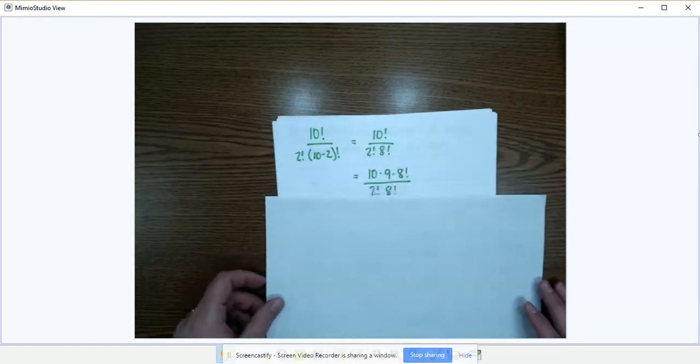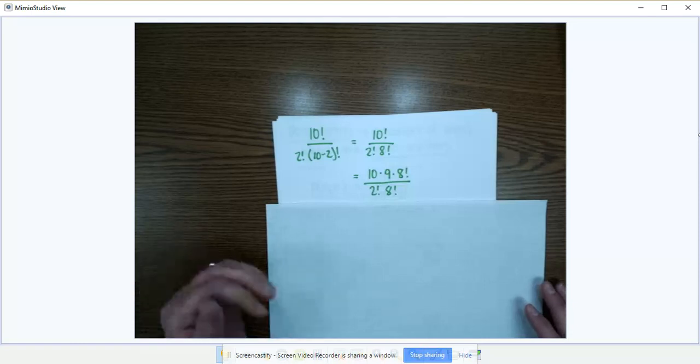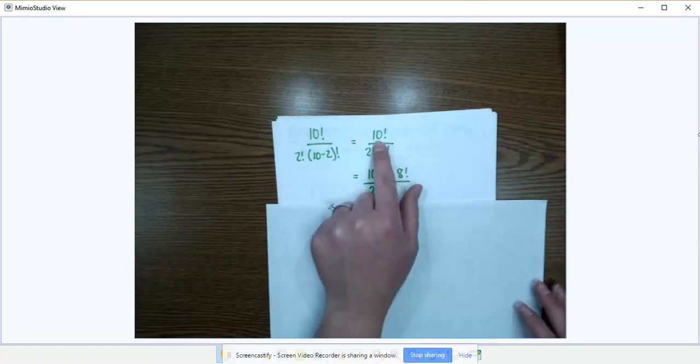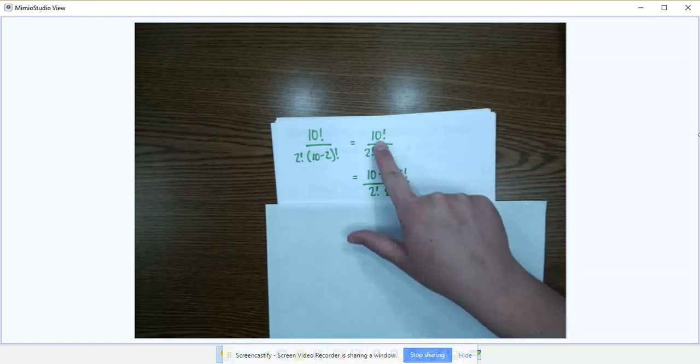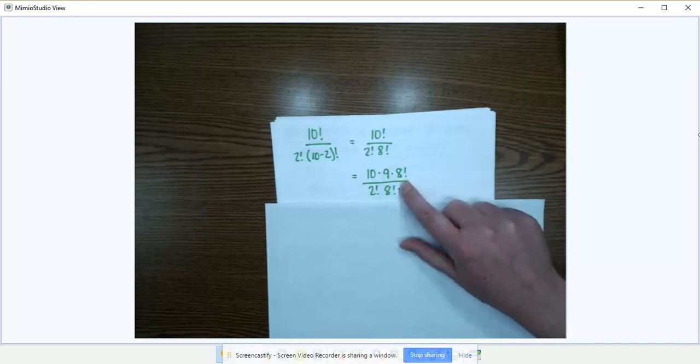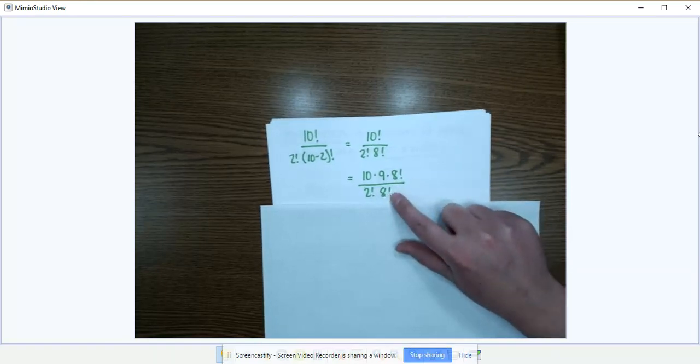And so I'm going to rewrite our 10 factorial in a different way. We know 10 factorial is technically 10 times 9 times 8 times 7, and so on. I'm going to write it as 10 times 9 times 8 factorial. This is the exact same as 10 factorial. It just is rewritten in an equivalent way. I wrote it that way so that now I can cancel off my 8 factorial on the top and my 8 factorial on the denominator. That leaves us with 10 times 9 over 2 factorial.